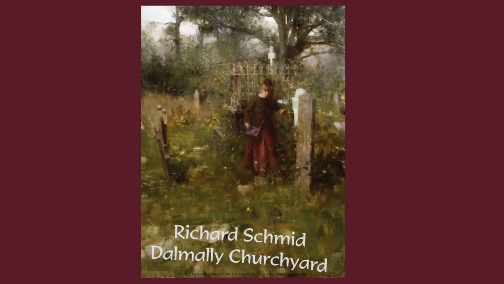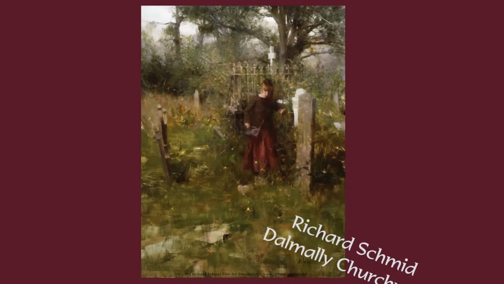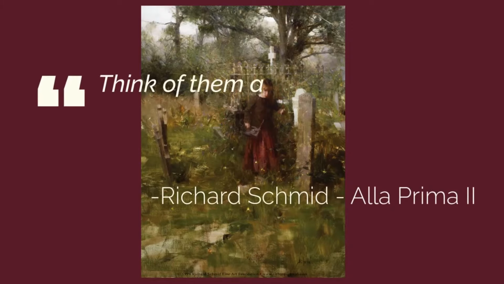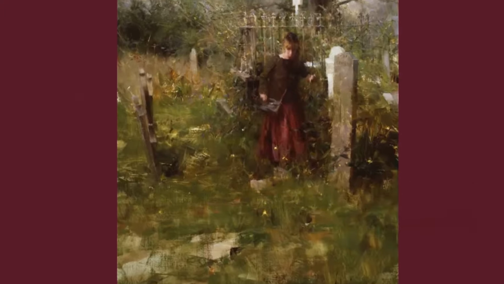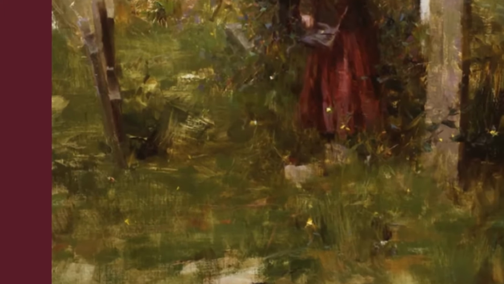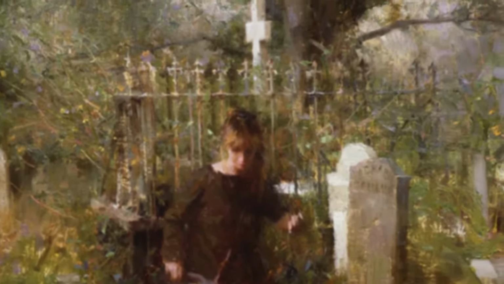Richard Schmid was a master at using edges. In his book Alla Prima 2, he says, think of them as visual poetry oozing from your brush. He also says he thinks of them as the musical part of painting, where the softer edges are like the softer passages of music, and the sharper edges are like the fortissimo, the strong, succinct passages of music.